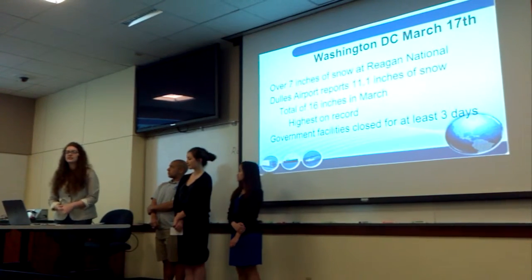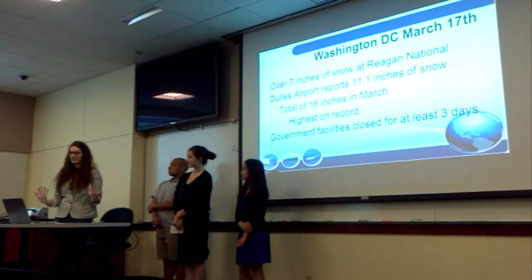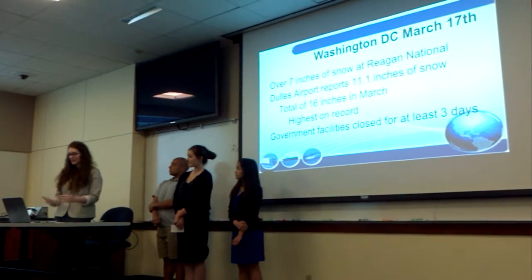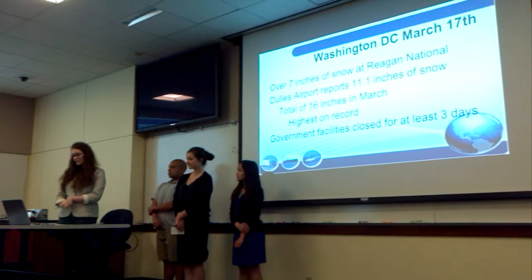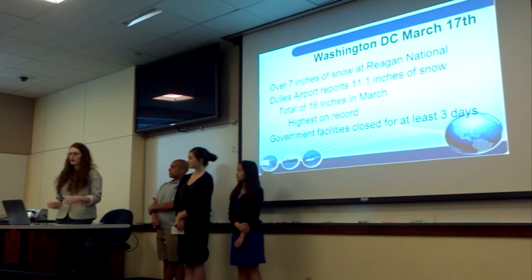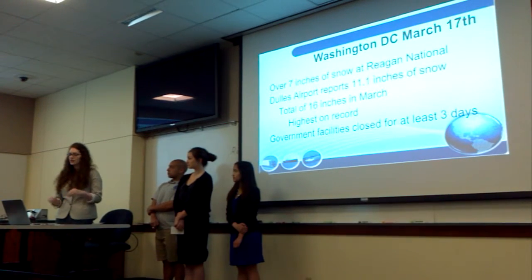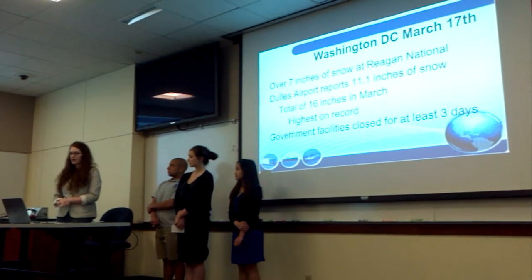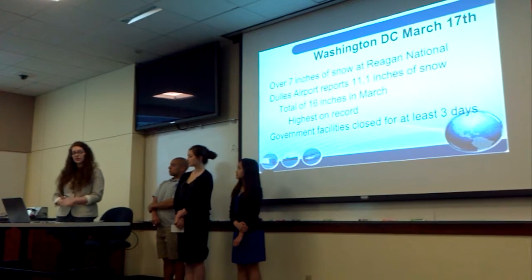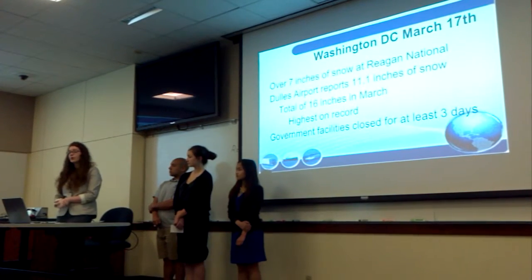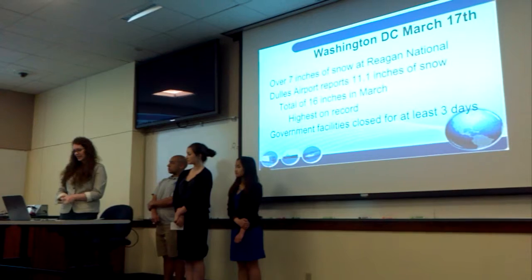Moving further into the season, you can begin to see why this can be such an extended problem. Because on March 17th in Washington, D.C., there was over 7 inches of snow at Reagan National, which is the site where D.C.'s weather is recorded, even though it's a bit out of the city. Dulles Airport actually reported 11.1 inches of snow by the end of that day.